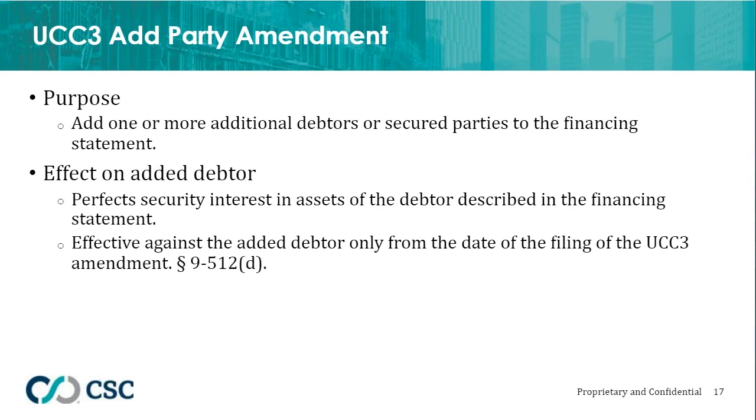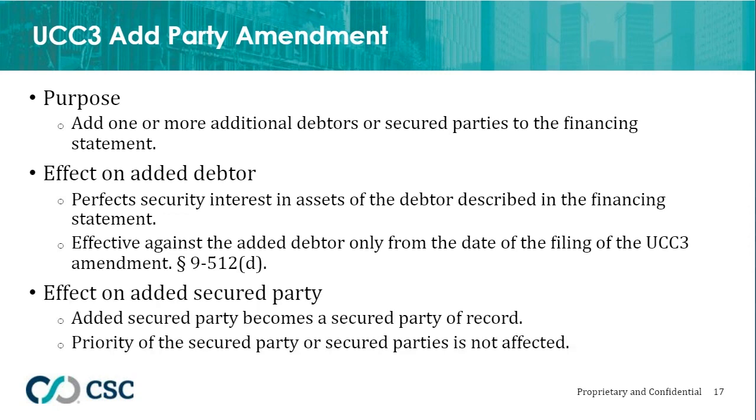When it comes to an amendment to add a secured party, the added secured party becomes a secured party of record, and it has no effect on the priority because it doesn't change the scope of the security interest. It only changes who's entitled to enforce the security interest and amend the financing statement. So there is no priority effect on an amendment to add a secured party of record.